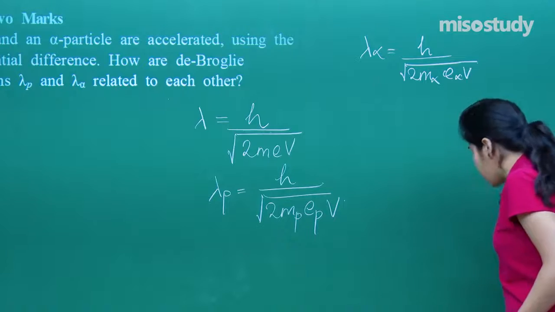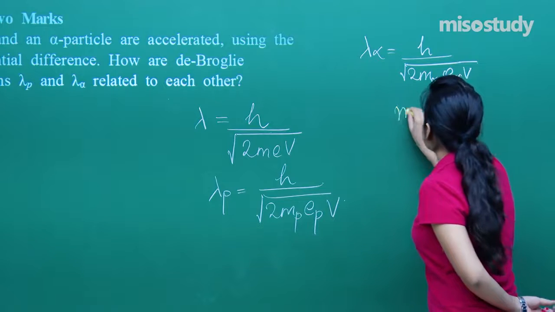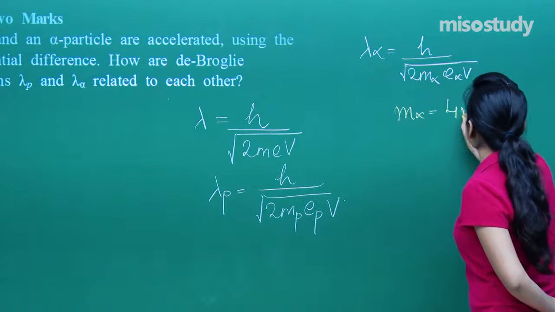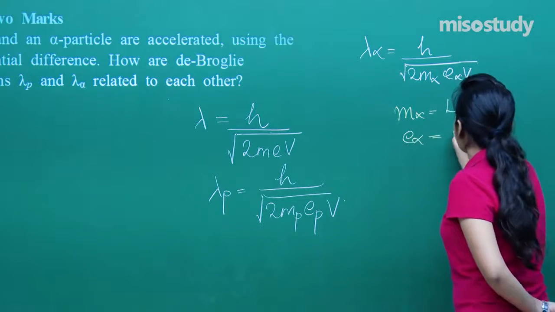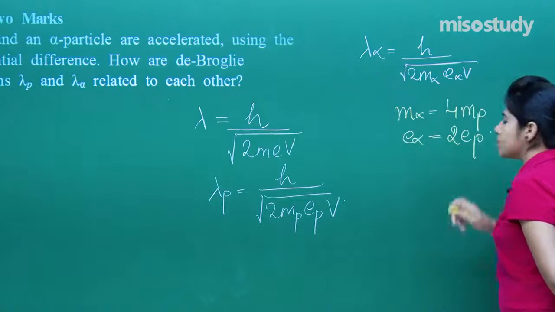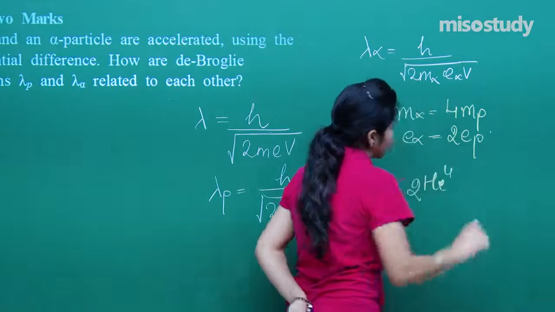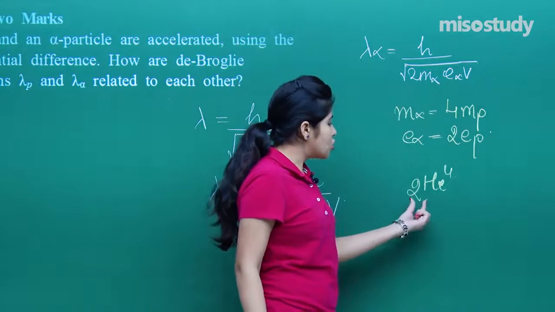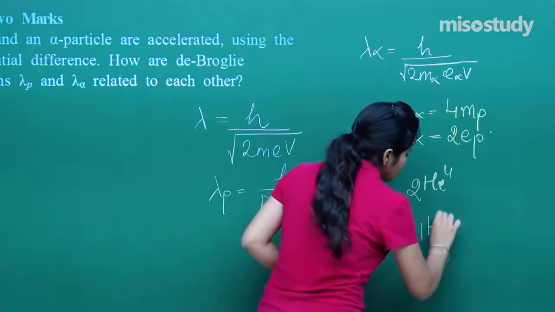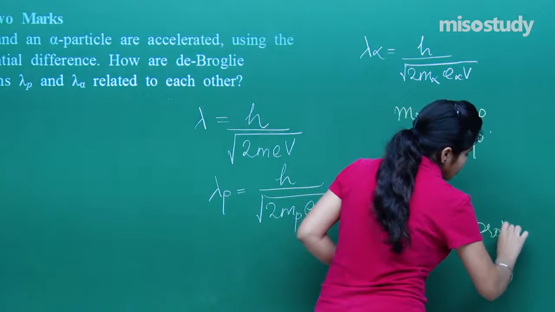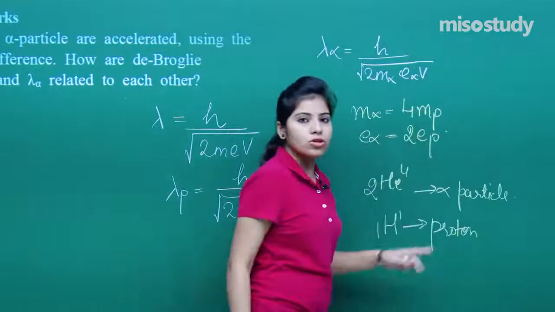Now you can do one thing, we know there is a relation between the mass of alpha particle and the mass of proton. We know that the mass of alpha particle is 4 times the mass of proton, and the charge of alpha particle is 2 times the charge of proton, because alpha particle is nothing but 2He4, and we say that the charge is 2 times and the mass is 4 times that of the proton, because proton is 1H1. And this is the alpha particle, right.